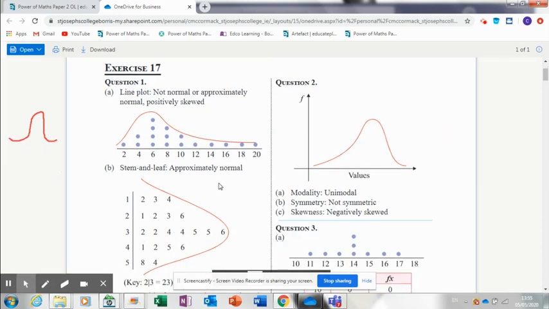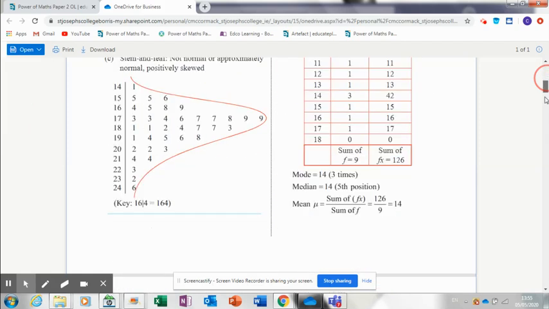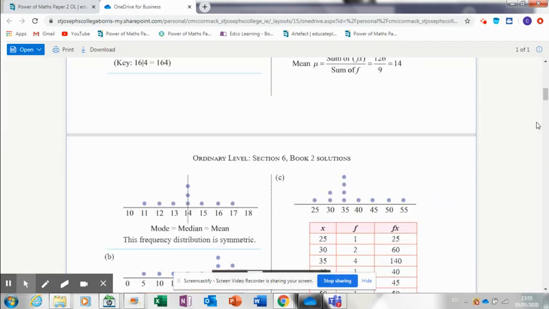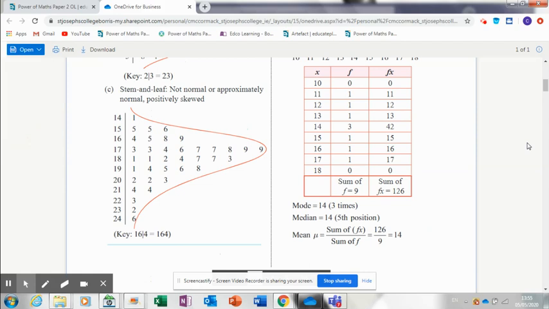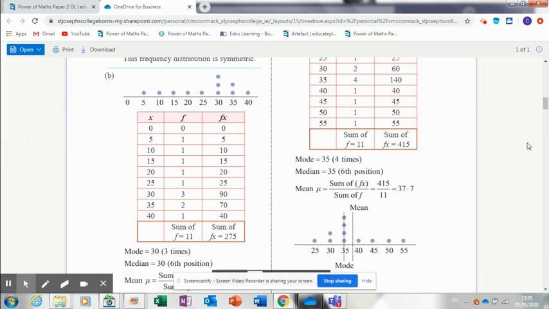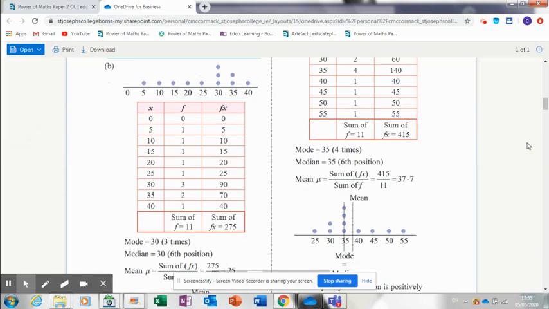Now, the second one, the stem and leaf. So if you draw a rough graph around it, a curve around it, what shape would the curve have? Well, you see there that it looks like it's a normal distribution or approximately normal, right? Okay, that's the second one. That's B. C then.